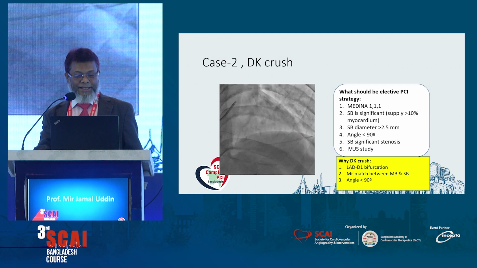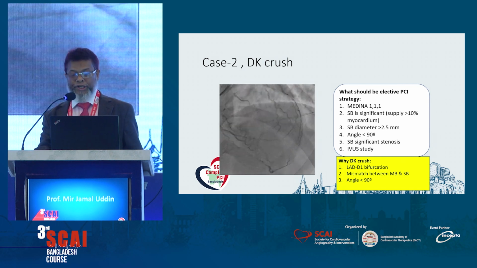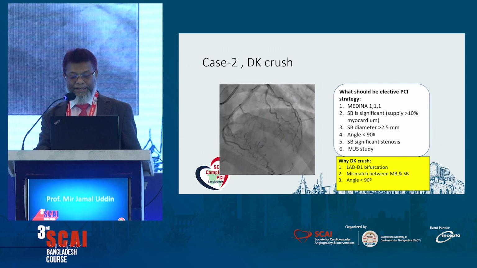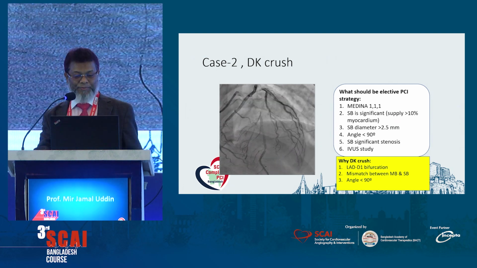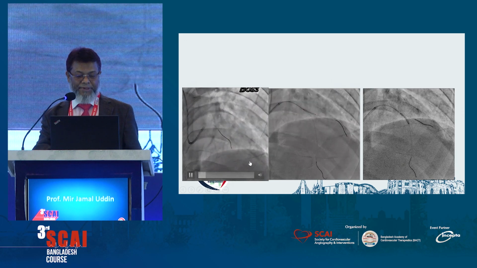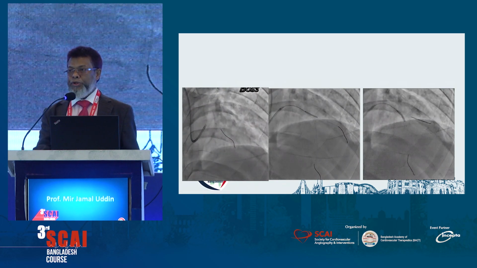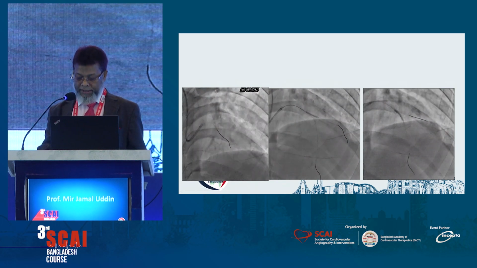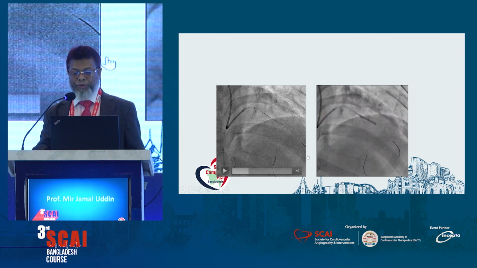And second case, you see an LAD lesion involving the diagonal with downstream disease, most likely more than 10 millimeter, and the angle is less than 90 degrees, so we planned to do a DK crush. And we have done accordingly. We wired both the vessels, prepared the lesions in both the main vessel as well as the side branch, and then we placed the stent in the side branch, keeping the balloon in the main branch.